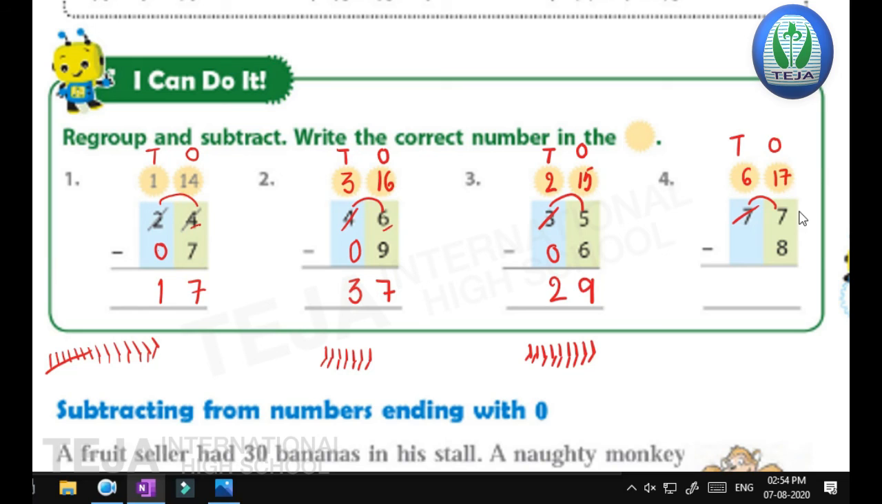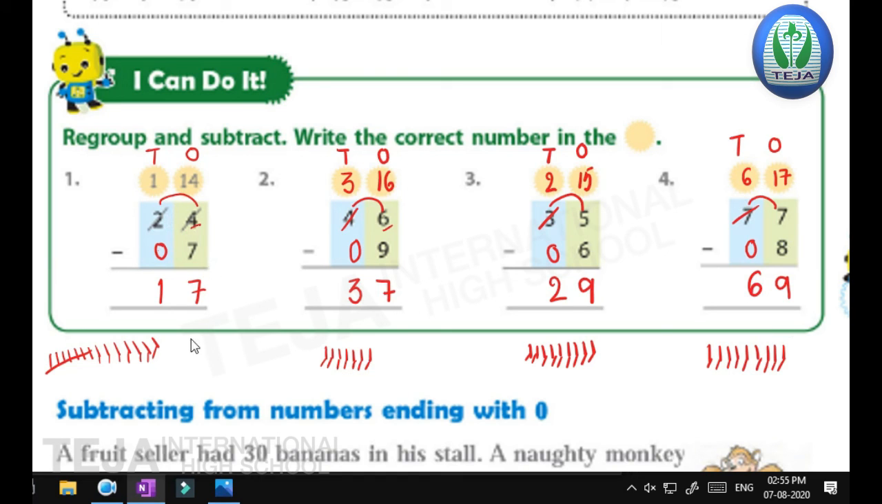Now 17 minus 8, children. Count after 8. 9, 10, 11, 12, 13, 14, 15, 16, 17. Now count the numbers. 1, 2, 3, 4, 5, 6, 7, 8, 9. So 17 minus 8 equal to how much? It's 9. Now here 6. In the second number there is no number. So write 6 minus 0 equal to 6. And the answer is 69.